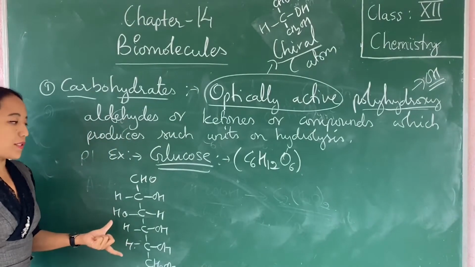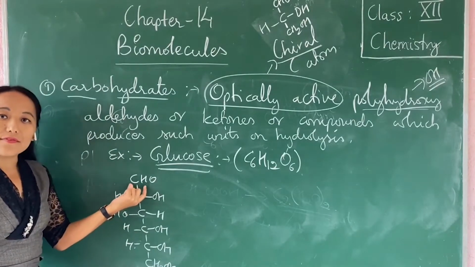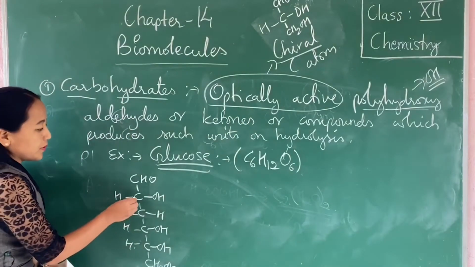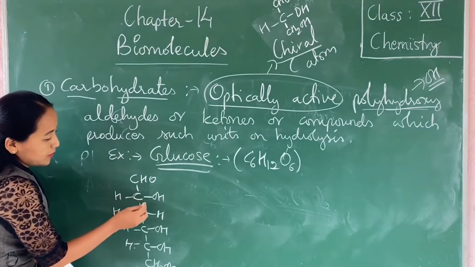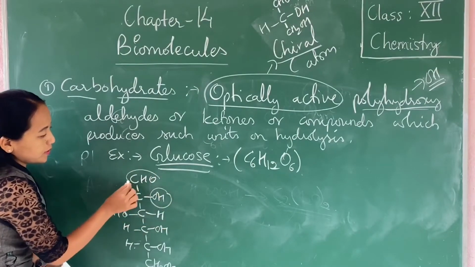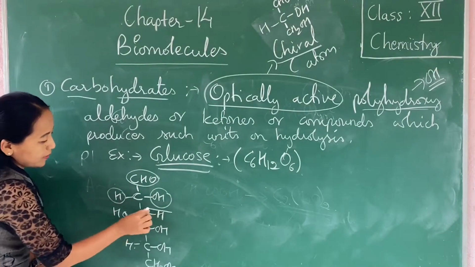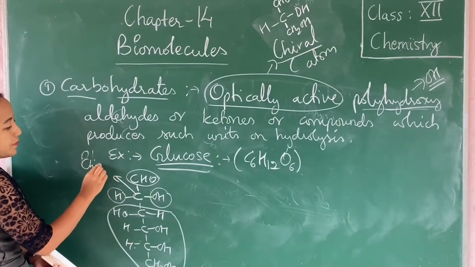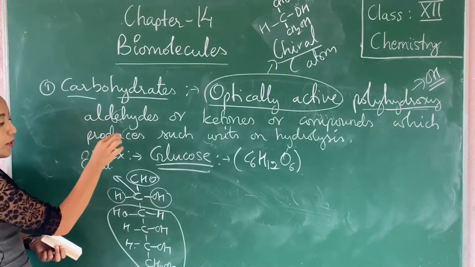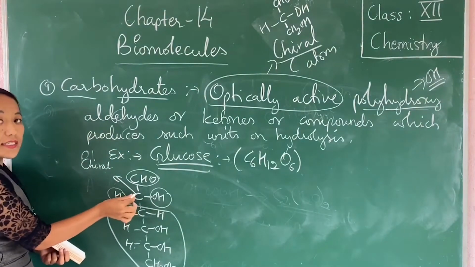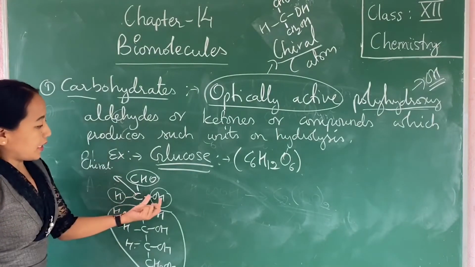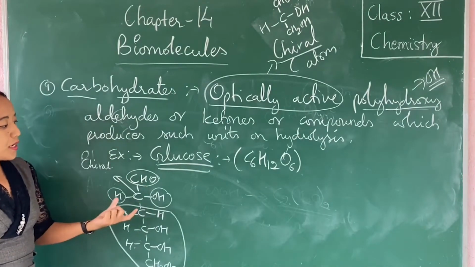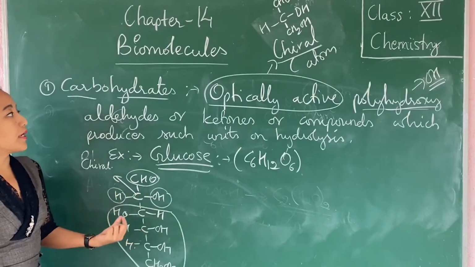Glucose is a polyhydroxy compound which has aldehyde as the functional group, and they are optically active because look at this carbon. This carbon is surrounded by one group, this is the second group, this is the third group, and this is the fourth group. So this carbon is a chiral carbon atom. So they are optically active because it contains a chiral carbon atom, and they contain polyhydroxyl groups, and they have aldehyde or ketone as the functional group. So this is one example of carbohydrates.